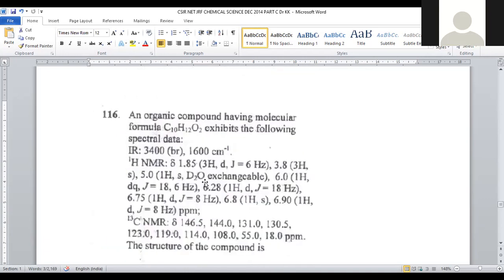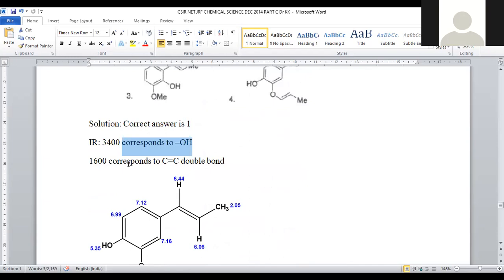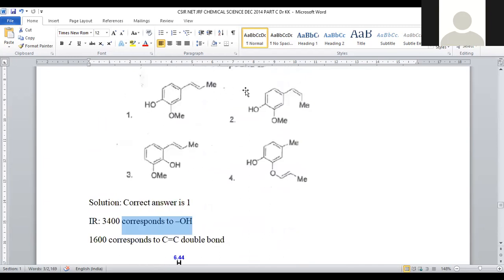And 1600 is the peak for the carbonyl functional group if an amide group is there. So can you find any amide group in these compounds? No. Amide group is not at all present. So here you can discard that.